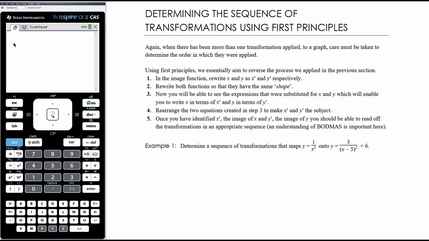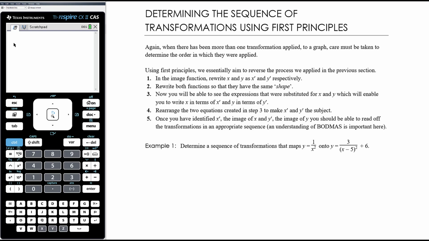Okay, so this is the third video in our sequence of videos on transformations, and in the last video we introduced applying transformations from first principles. So first of all, thinking about what happens to the point, every point on the graph, and working out how to then apply that to the function. What we want to do in this video is reverse that process. So we want to determine the sequence of transformations using our first principles approach. And so it is really literally just reversing what we just did in the last video.